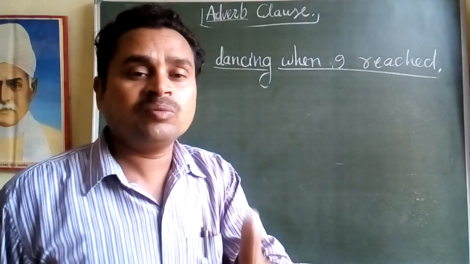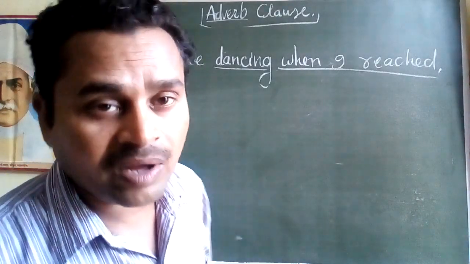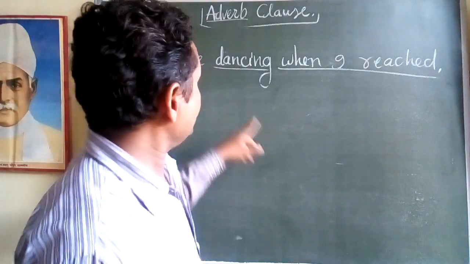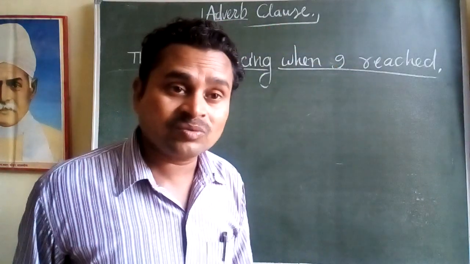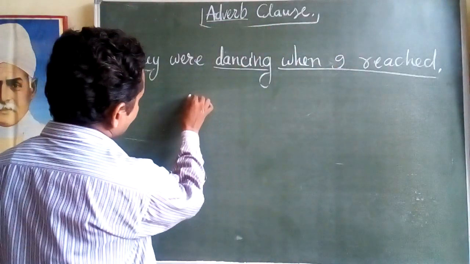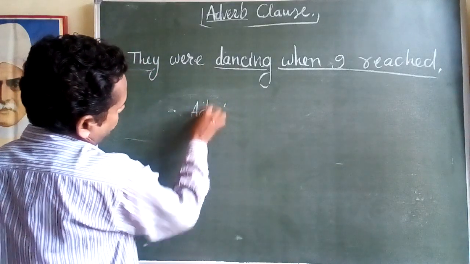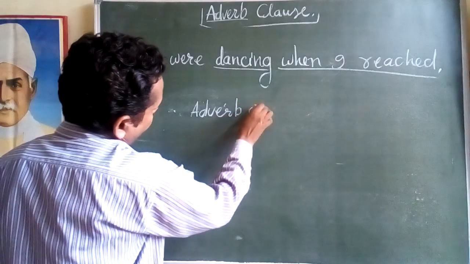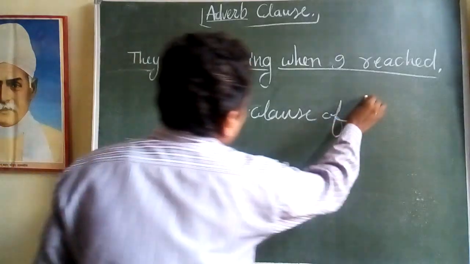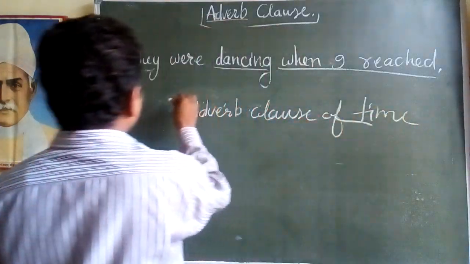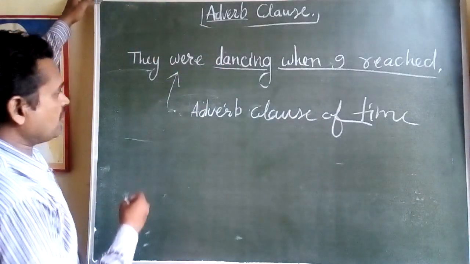Well, I hope that you will have a clear concept in your brain. There will be no doubt, I think. So it is very simple to understand. There are so many kinds of adverb clause also. For example, adverb clause of time. For example, this is an adverb clause of time. Okay? I can show the next example also.